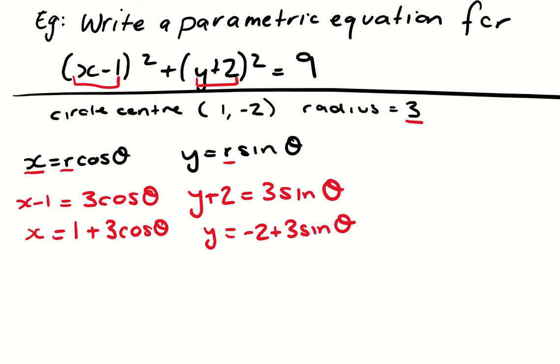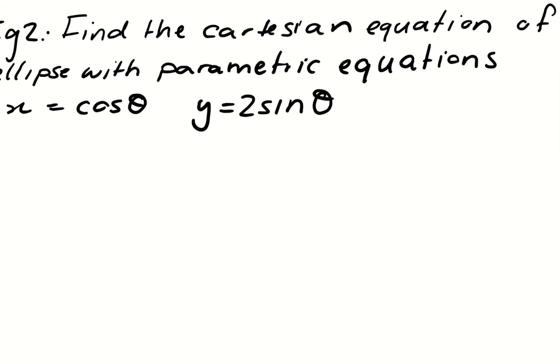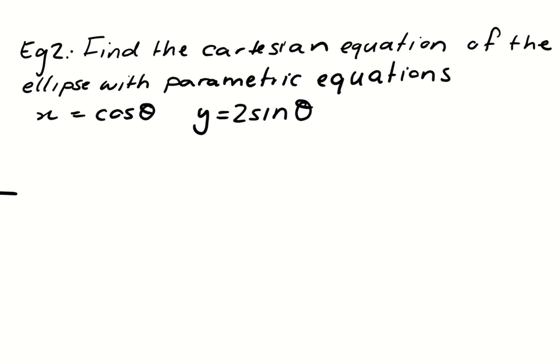Okay, the next one. We have: find the Cartesian equation of the ellipse that has these parametric equations. So this time it's an ellipse, and we have the parametric equations. We need to find the Cartesian equation, and then I'm just going to sketch the ellipse as well, just for some extra practice. So straight away, I'm thinking back to, alright, I know a Cartesian equation of an ellipse is in the form x squared on a squared plus y squared on b squared. So really, I just need to find a and b.